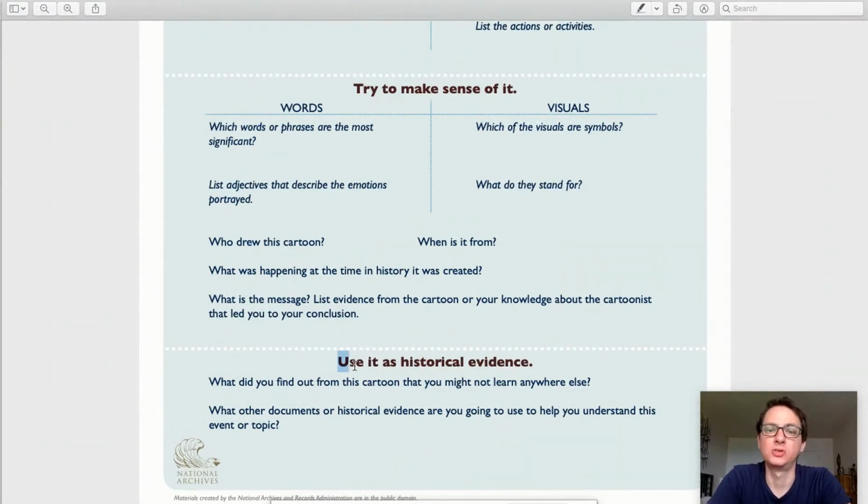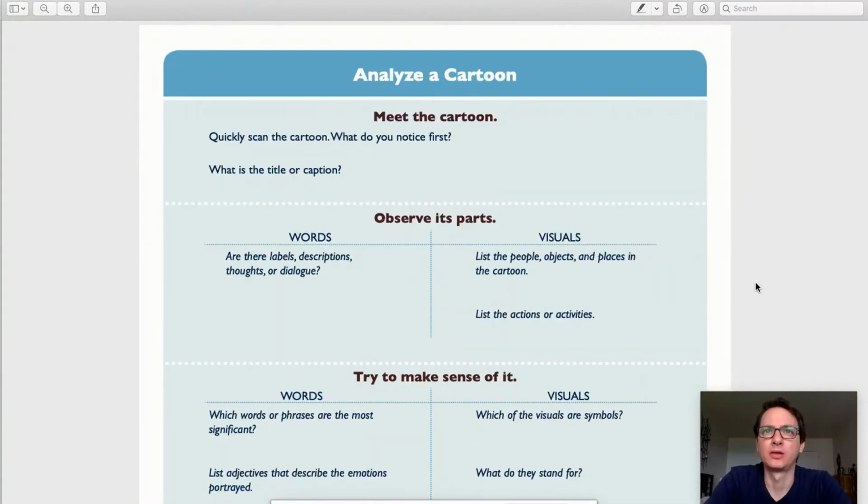The last step is to use it as historical evidence. Basically, what did this cartoon inform you about that any other source might not have been able to? For instance, does this provide insight into how certain people viewed a historical event or person? Or what is special or unique about this artist's message? I'm now going to model this with you using a political cartoon from 1899 titled School Begins.